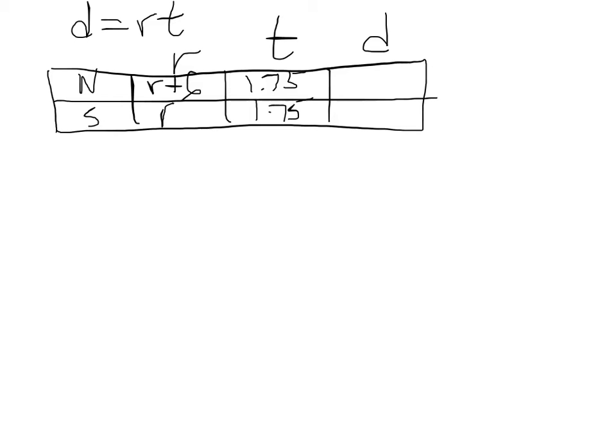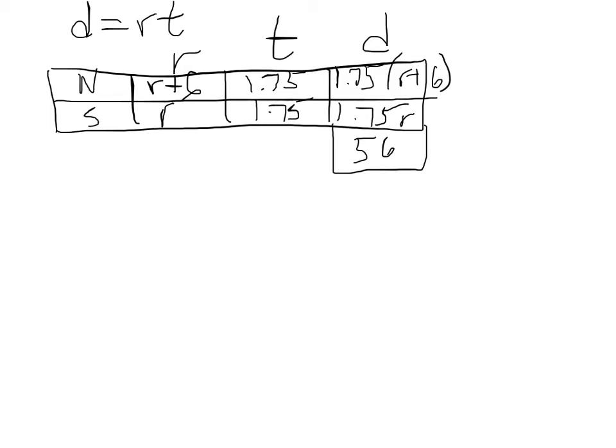We know that rate times time equals distance. So our expression for the south's distance traveled is 1.75 r. And the expression for north's distance is 1.75 times r plus 6. We also know that the total distance that they travel is 56 kilometers.